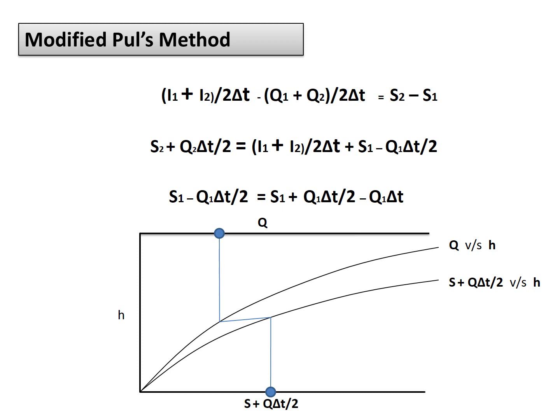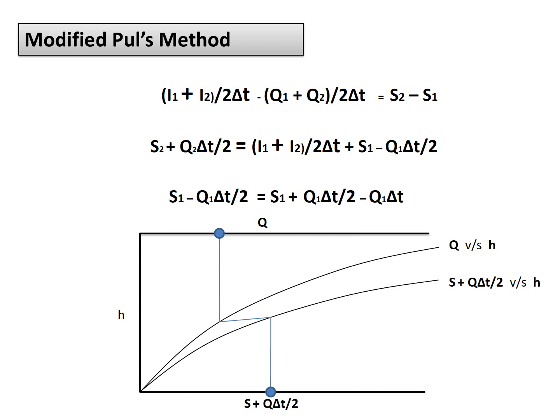Here, on the left hand side we have the unknown quantities, and on the right hand side we have the known quantities. I1 and I2 are known, del T we have calculated. Only S1 minus Q1 del T by 2 is the unknown quantity. So we can solve it. There is a problem in solving this equation, that is, H2 and Q2 are both functions of H. So we cannot directly solve it analytically, we have to solve it graphically.